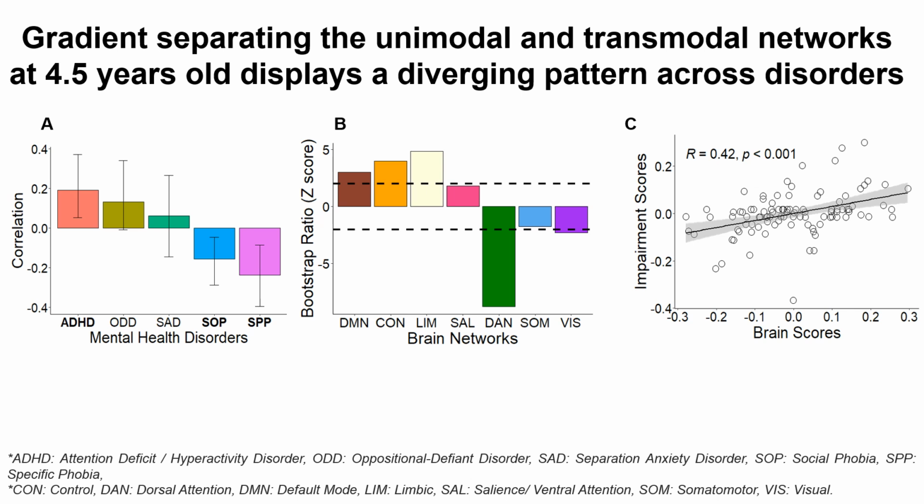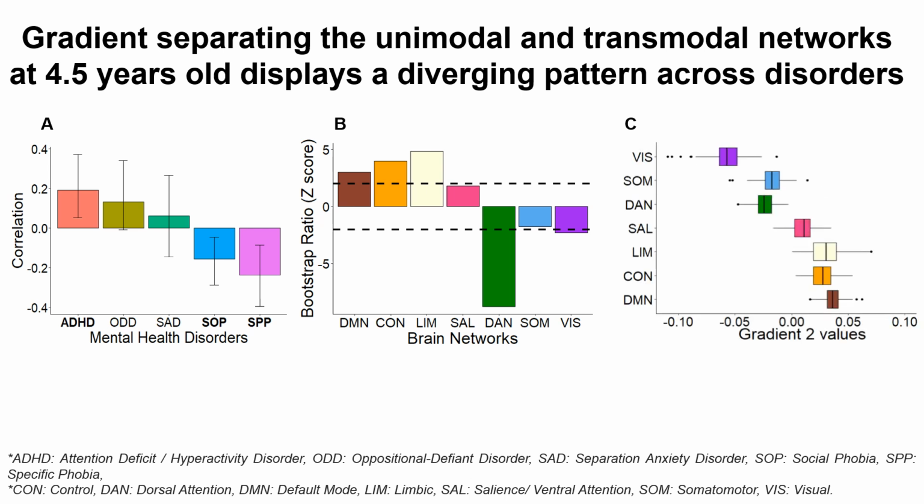Looking at the bootstrap ratio for each of the brain networks, multiple networks significantly contributed to the latent variable, with the region cluster of the unimodal areas being negatively associated with the latent variable and vice versa for the regions at the transmodal end. There was a positive correlation between the impairment and brain score. This showed that there was a diverging pattern of gradient distribution corresponding to different disorders.